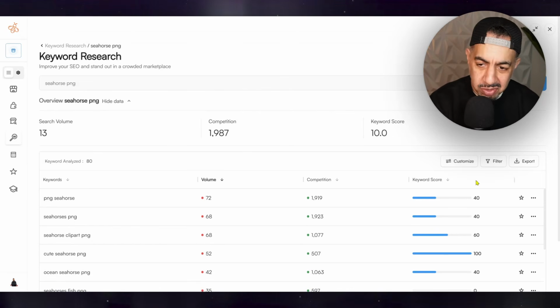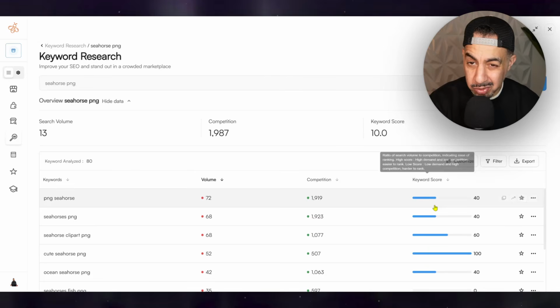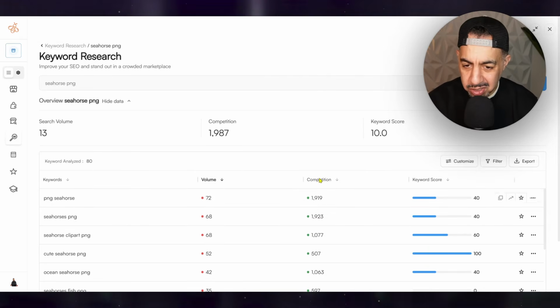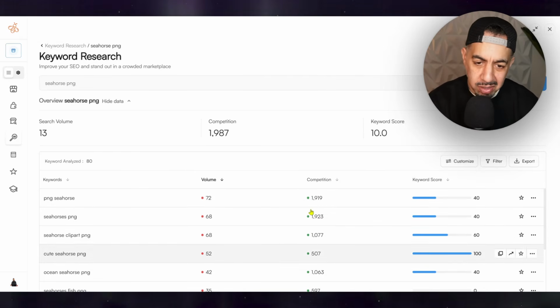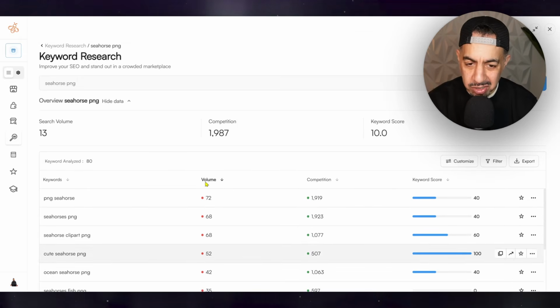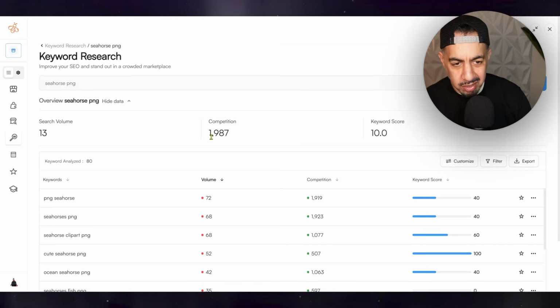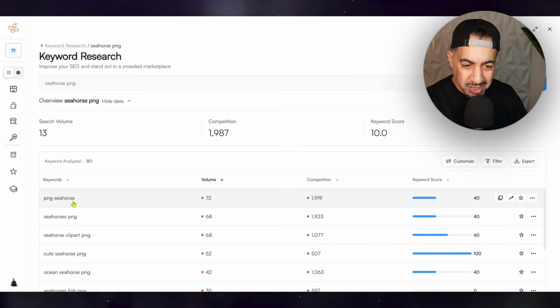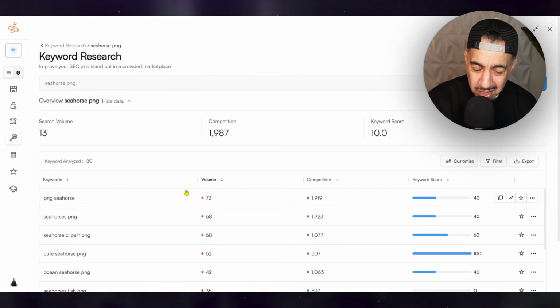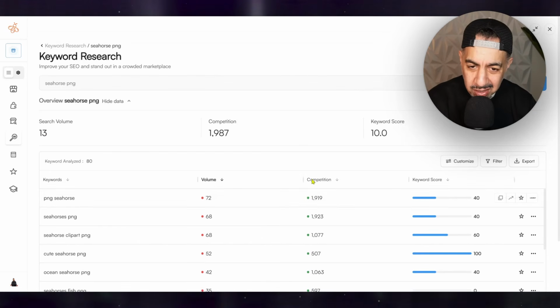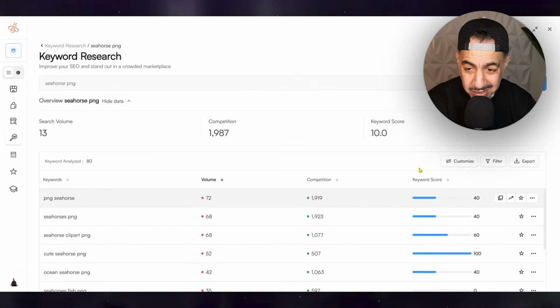Now, Everbee gives you keyword scores, right? The higher the keyword score, the better. Here is the competition, so you know how many people you're competing with, and the volume is how many people search for this particular keyword. So, for example, Seahorse PNG, 13 people a month search for it, has a competition of 1987, right? Now, people type in PNG Seahorse, which has a higher volume of 72 and a competition slightly less. So it has a keyword score of 40.